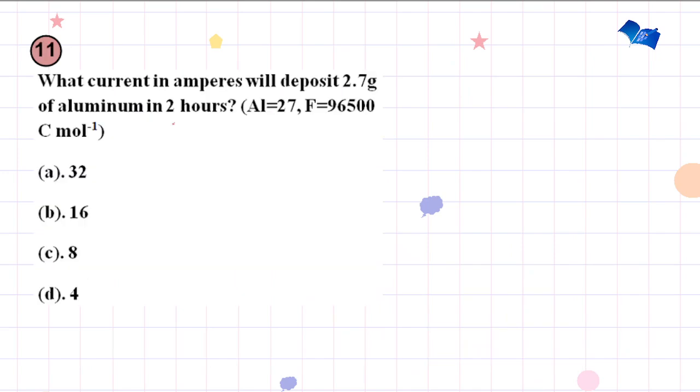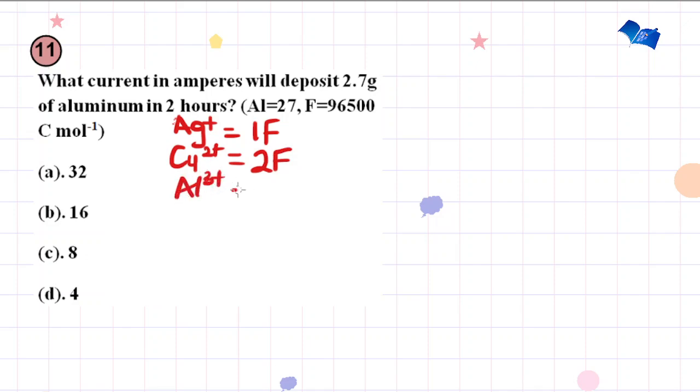Question 11. What current in amperes will deposit 2.7 grams of aluminium in 2 hours? This question is under Faraday's laws of electrolysis, and remember that I said that we have univalent monoatomic ions. We have the silver ion as an example. It will require 1 Faraday. Then the divalent monoatomic ions, example copper. Copper will require 2 Faradays, and aluminium, which is a trivalent monoatomic ion, will require 3 Faradays.